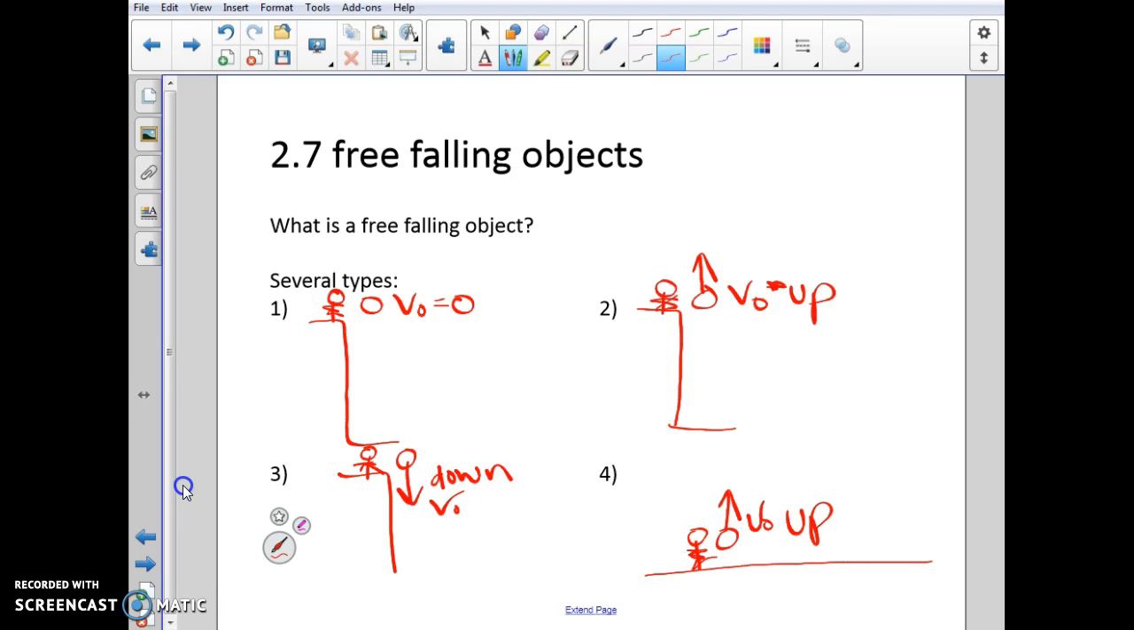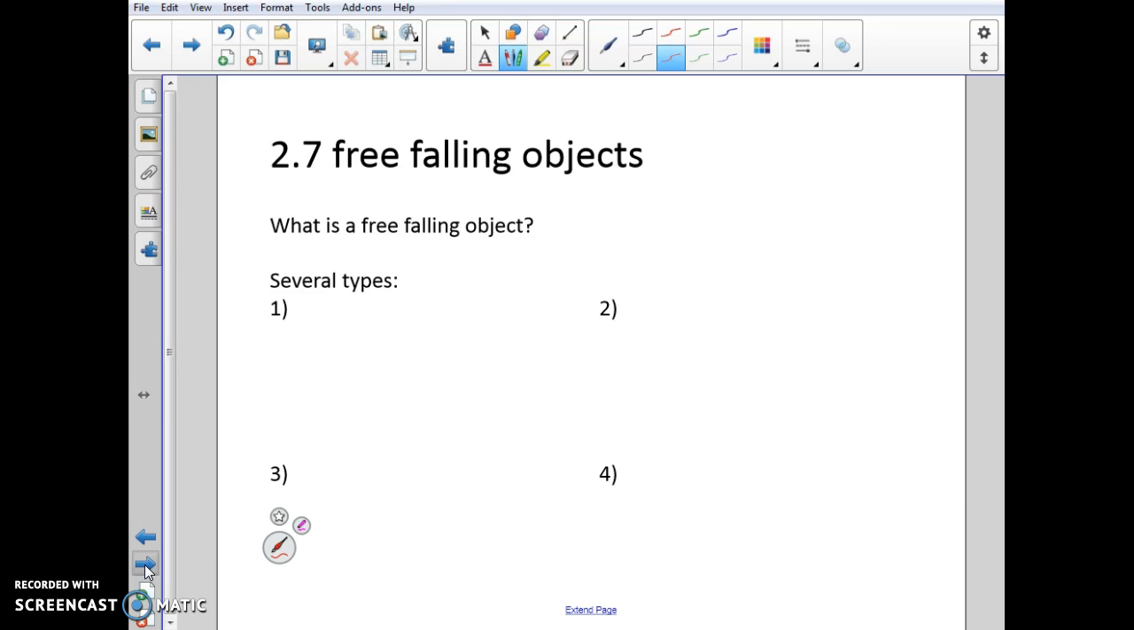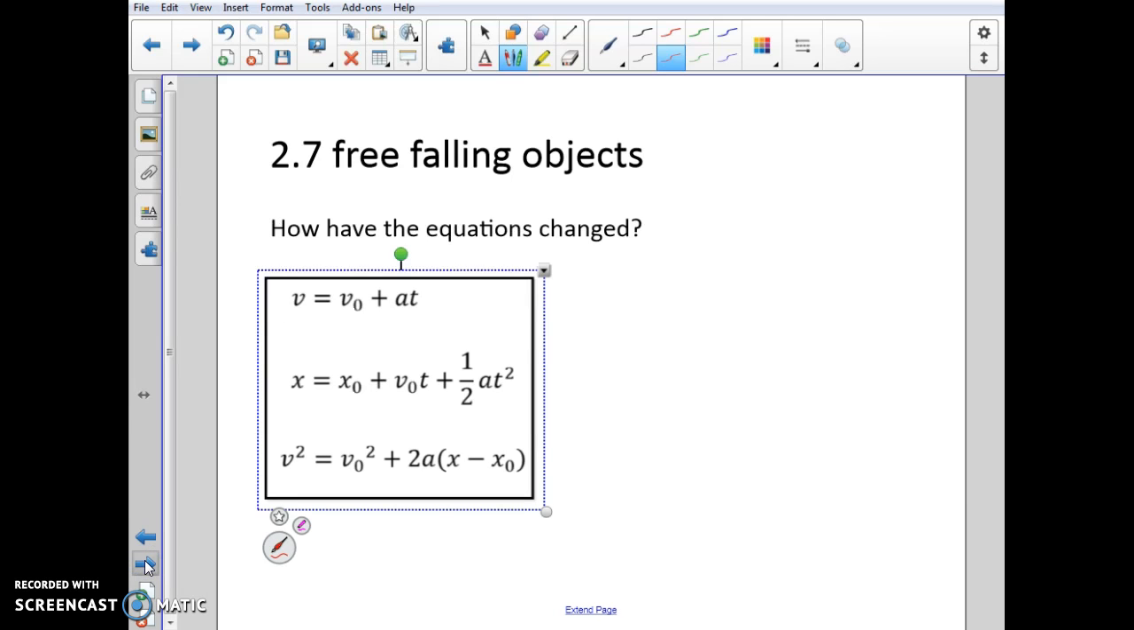All of these scenarios have a constant acceleration of 9.8 meters per second squared, which means our three equations for kinematics, for constant acceleration, have they changed? No, they have not. They've actually kind of become a little more straightforward. All my accelerations, I know what they are. I don't have to calculate them. They're all g.